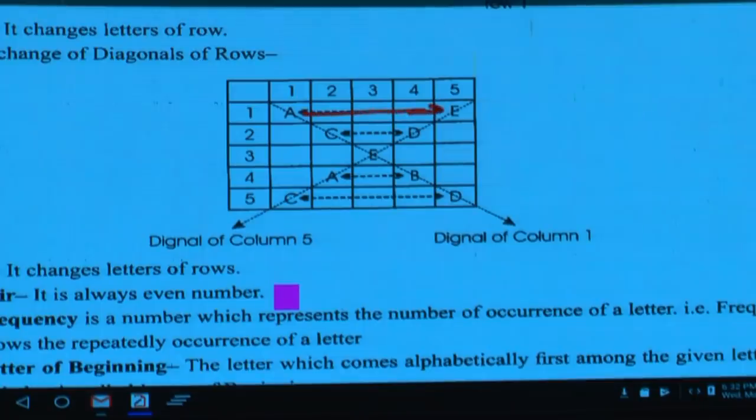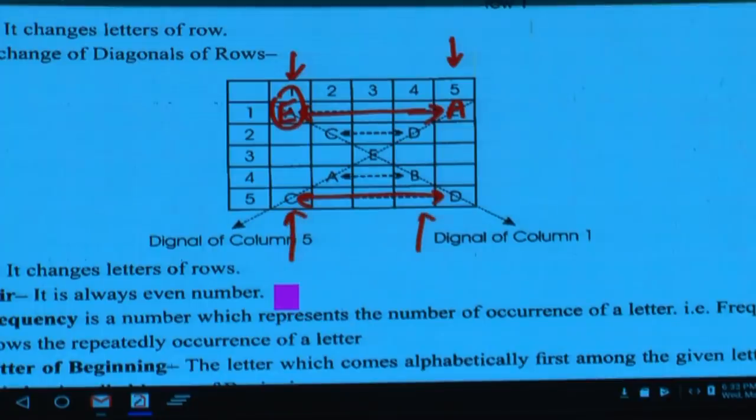Now along the rows. Before this it was column to column change. Now here, row to row change. That means, if A is coming to this place, then E comes to this place. Then what are the elements here? A and E, which are there in column 1 and column 5, will get interchanged. Elements in the columns are getting interchanged.